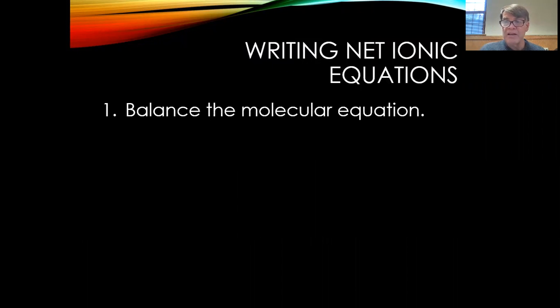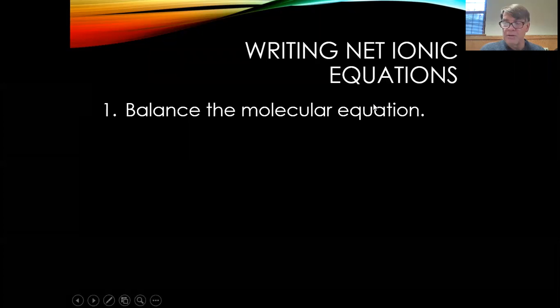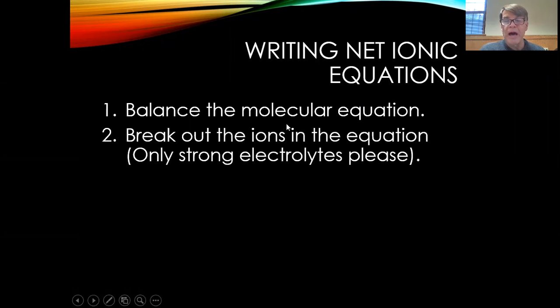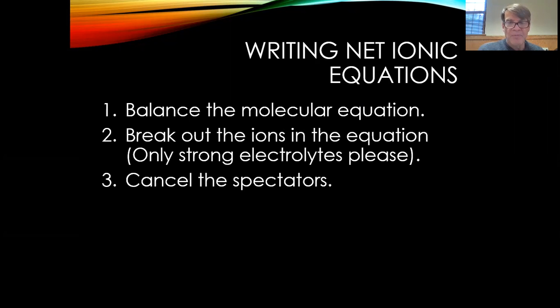So writing net ionic equations: first, balance the molecular equation, okay? Then break out the ions. Now, by the way, you only do this with strong electrolytes. You wouldn't write an ionic equation for weak electrolytes. It's the strong electrolytes that merit an ionic equation. Cancel out the spectators. And there you have the net ionic equation.